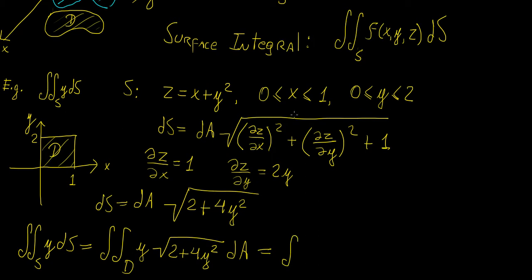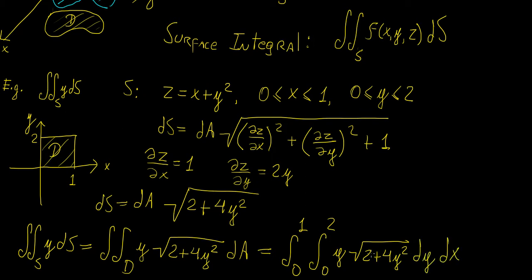That means that we're going to put the limits of x on the outside, so 0 to 1 here. Then we're going to have y here, so that's going to go from 0 to 2. And here we're going to have y times the square root of 2 plus 4y squared. And then we're going to have dy times dx.